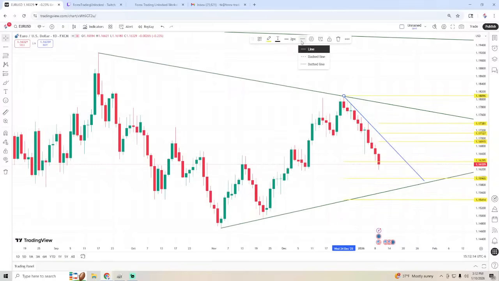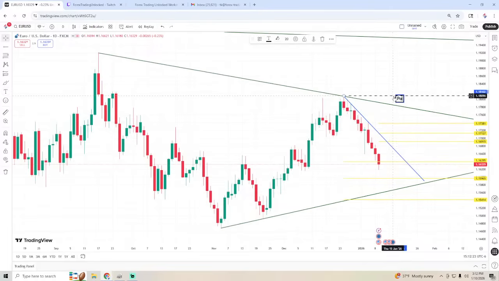Let's make this dashed, and we'll turn it to a black line here, and we're going to write this is going to be our post-Fed meeting target. All right, so right here, this high, can we take it out?